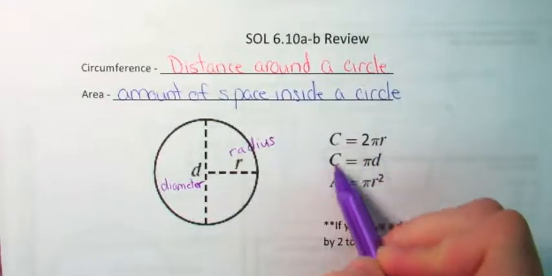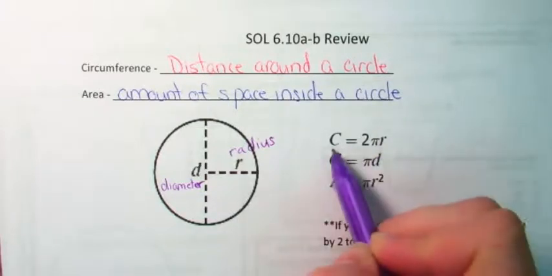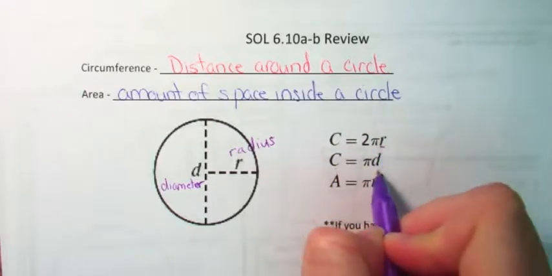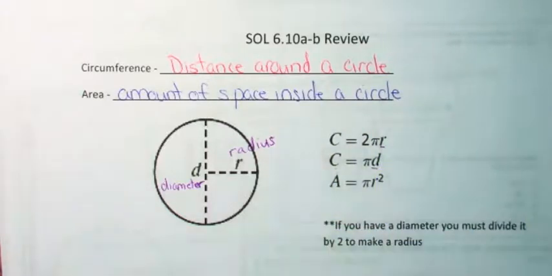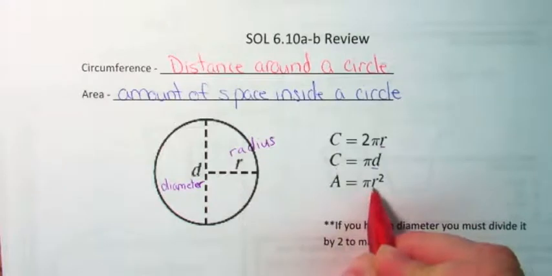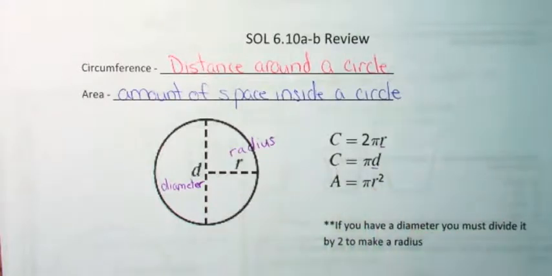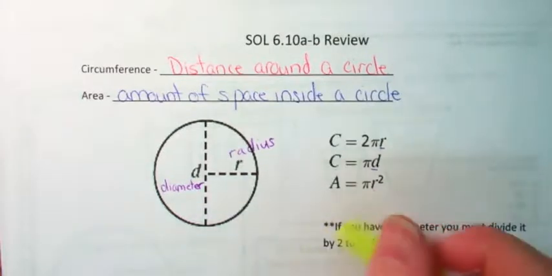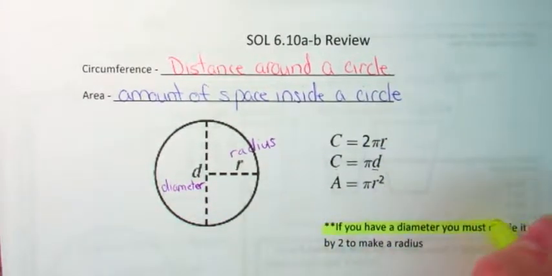Now, for the circumference formula, you're given two formulas. One has the R for radius, and one has the D for diameter. So you simply read your problem to see which one you need, and you choose the correct formula. Now with area, I want to remind you that we have our R, radius, which means that if you're given a problem with diameter, you have to divide it by 2 to make a radius. So you have to be careful.